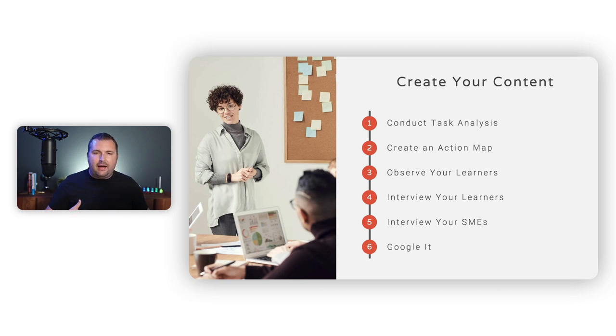We're gonna talk a little bit about outlines later. I don't wanna conflate the two. An outline and an action map are two very different things. An action map is a way to analyze how to go about achieving a business goal. An outline is something totally different. We'll talk a little bit about that.